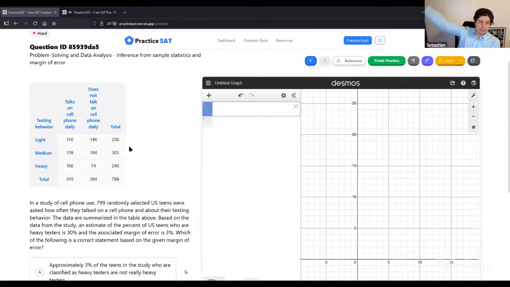Okay, in a study of cell phone use, 799 randomly selected US teens were asked about their texting behavior. The data are summarized in the table above. I think this will be my last math question, and I'm going to switch just to grammar. Based on the data from the study, an estimate of the percent of US teens who are heavy texters is 30%, and the associated margin of error is 3%. Which of the following is a correct statement based on the given margin of error?